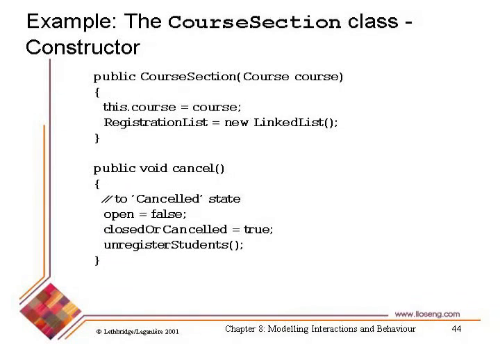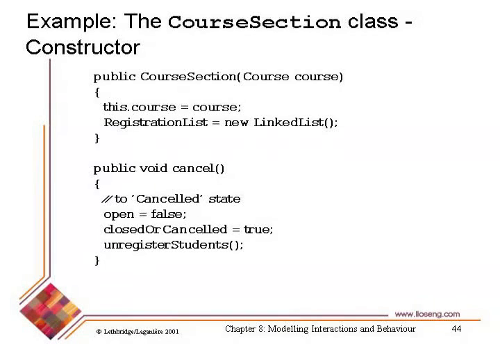Okay, cancel. To go into cancel state, by using the cancel method, I set open to false. So if I was in open, I'm no longer in open. I set closed or cancel to true, so that I don't go into the state where I'm closed but teaching. I actually want to go to cancel, and I have to call unregistered students to empty the students out, because I said that one of the definitions of being in cancel state is that the list of students is empty. So I've got to empty them out. Okay, so that will pull me into cancel state.